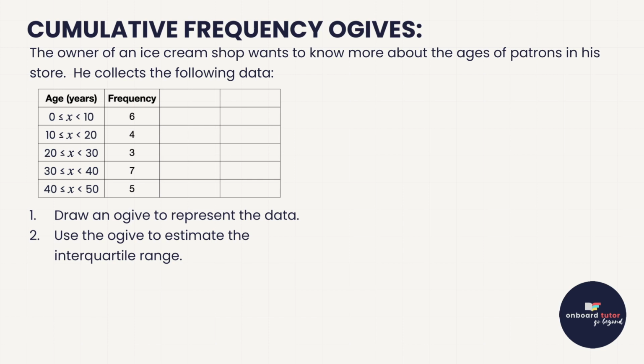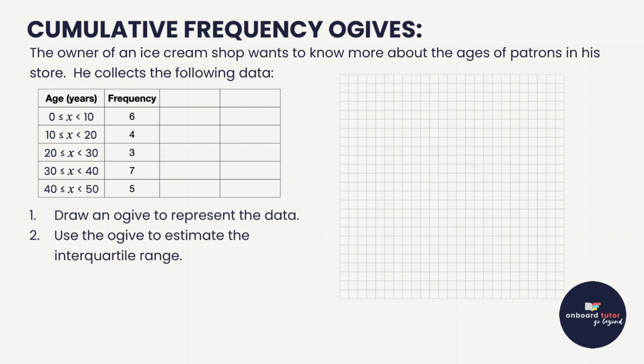Okay, so the first thing we are asked to do is to draw an ogive, and then we're going to use that ogive to estimate the IQR. Okay, so what do I need to draw an ogive? Well, it's a cumulative frequency ogive, so I'm going to need to work that out. So the cumulative frequency, that's going to be a column that we're going to add here. And what we need to do is we need to then add, the frequency needs to accumulate.